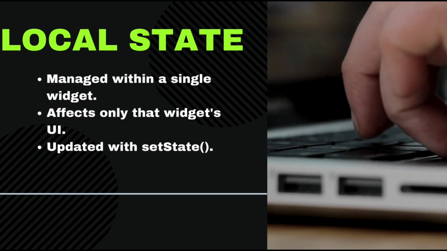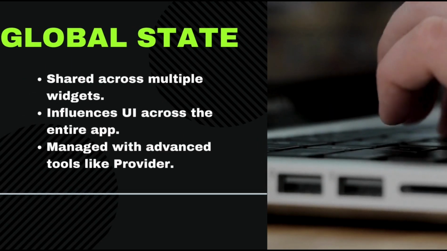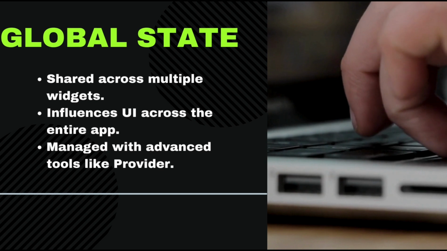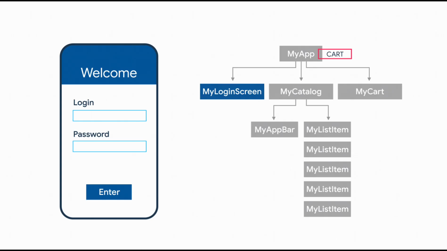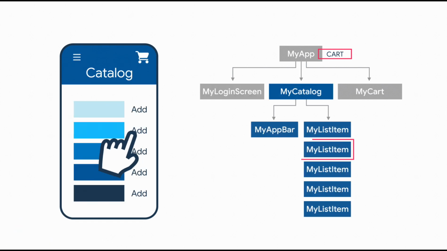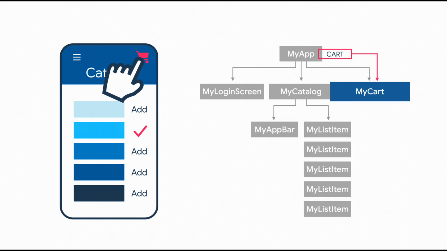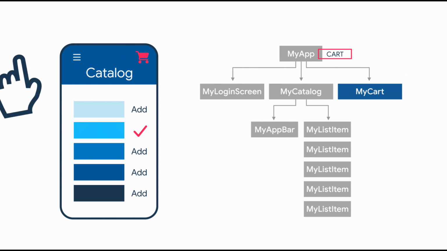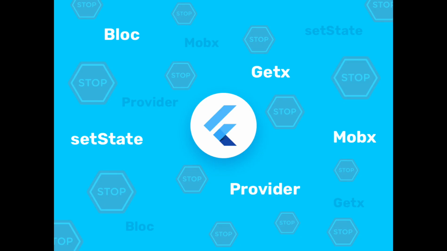Basically, state is of two types. One is the local state, another one is the global state. Local state works inside only one widget, and global state works in the whole app. Here we can see an example. Suppose we have a login screen and a catalog screen, right? Then from the catalog screen we can add some products inside our application. Then the data flows through the whole app.